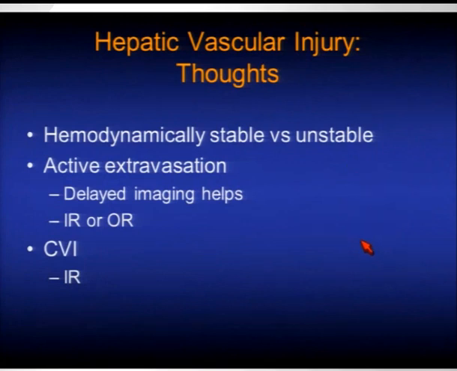So some thoughts in terms of hepatic injury when it comes to the vessels. First of all, make sure you define whether you're imaging hemodynamically stable versus hemodynamically unstable people. When you have documented a hepatic injury, you're looking for vascular injury. You're looking for either active extravasation or contained vascular injury. Active extravasation can be treated with either embolization or the operating room. Contained vascular injury will be embolized.